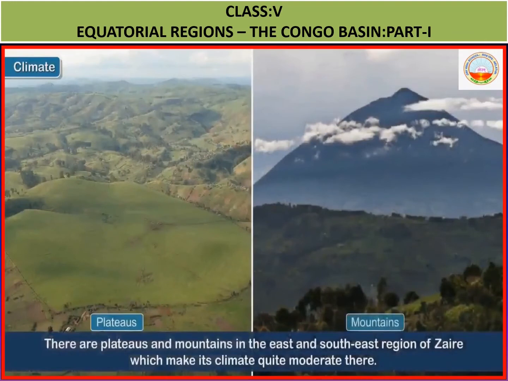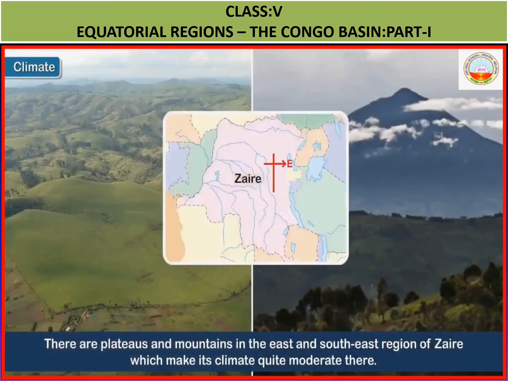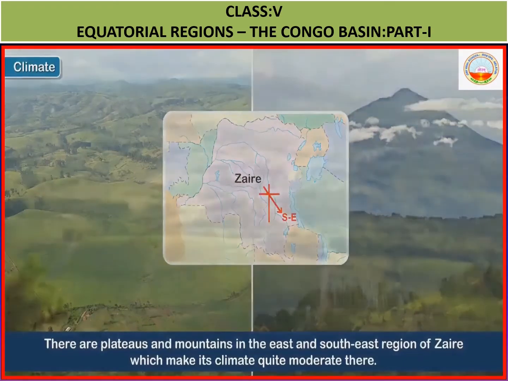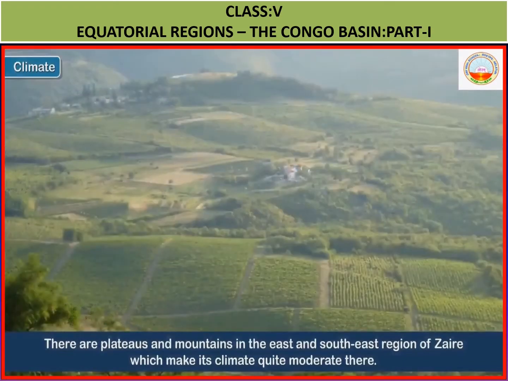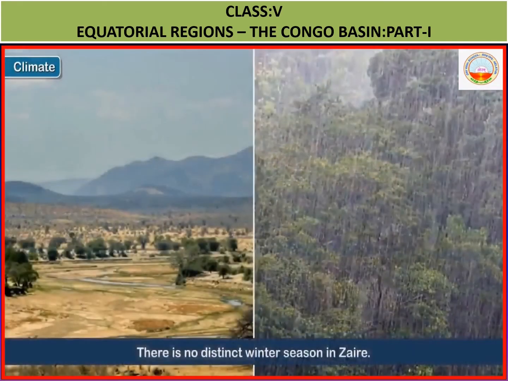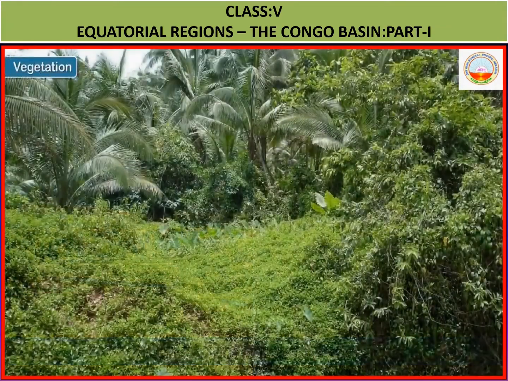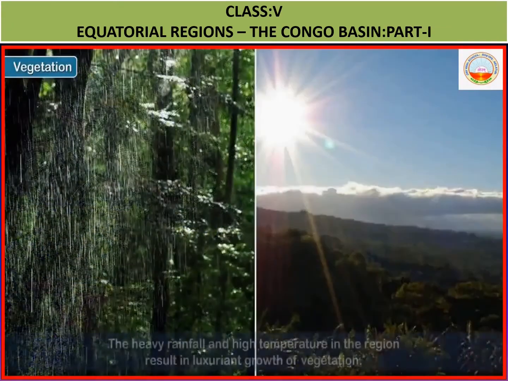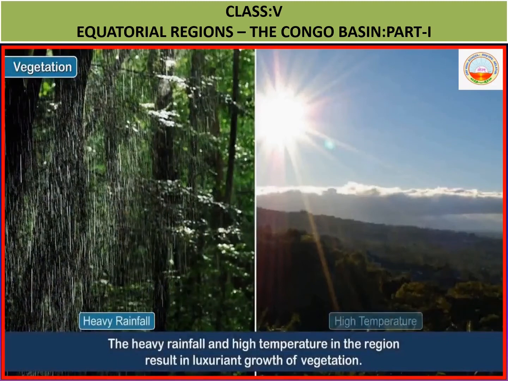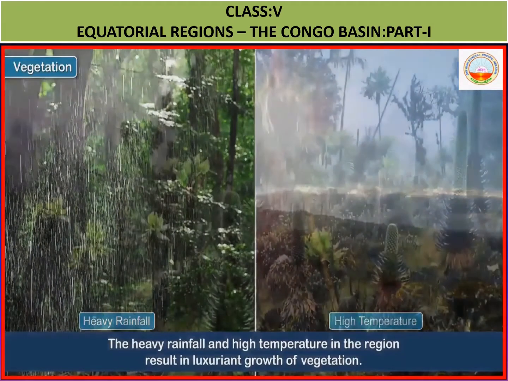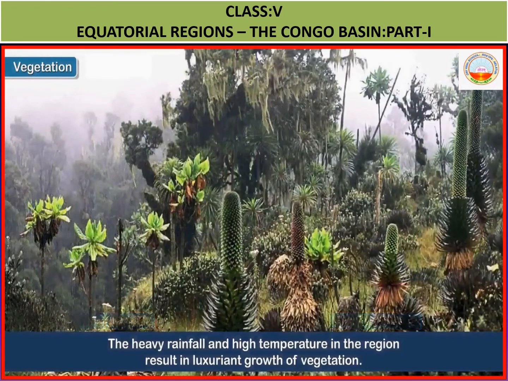There are plateaus and mountains in the east and southeast region of Zaire which make its climate quite moderate there. There is no distinct winter season in Zaire. Now let us learn about vegetation. The heavy rainfall and high temperature in the region result in luxuriant growth of vegetation.